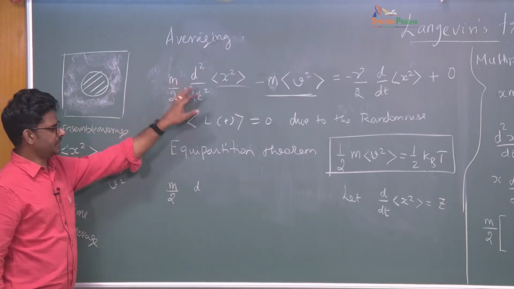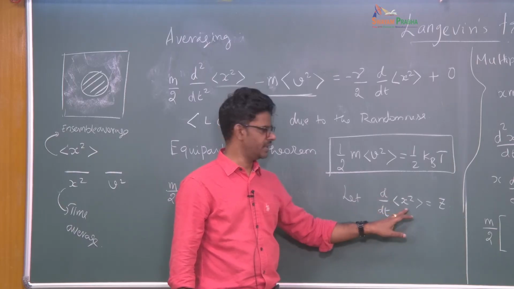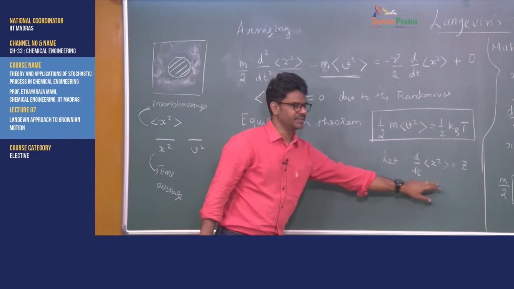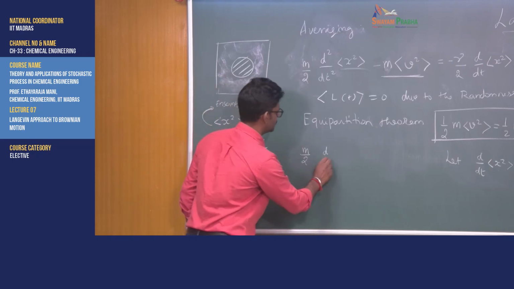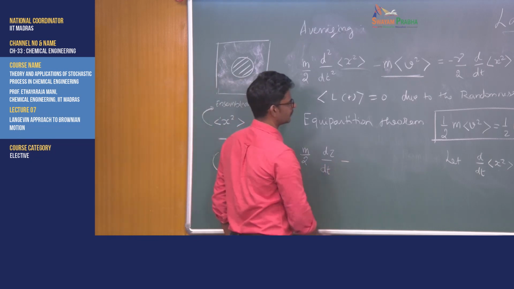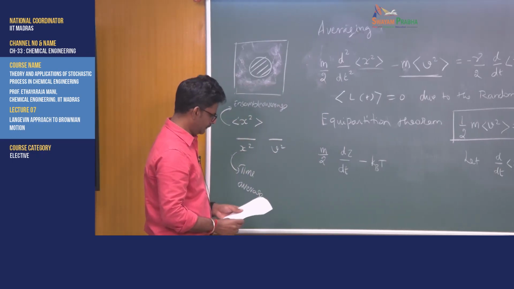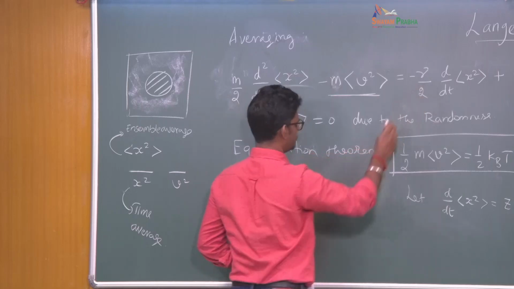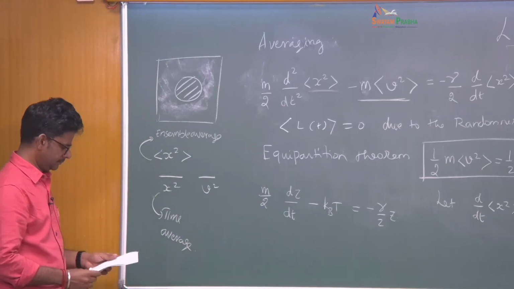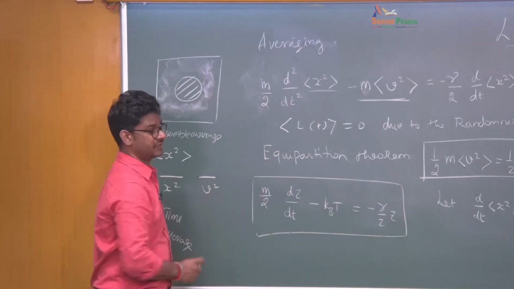This is a second order differential equation. We will write it in terms of a first order differential equation by defining the first derivative of the mean square as some variable z. This is like converting a second order ODE into a first order ODE by mapping this. So the first term becomes d by dt of z. This becomes kBT, and on the right hand side we have gamma by 2 z. So this is a linear first order ODE.